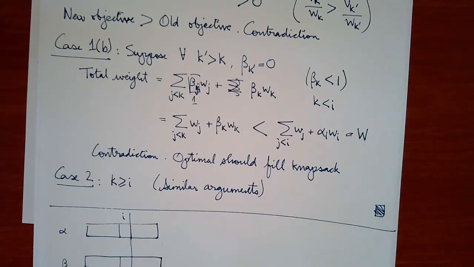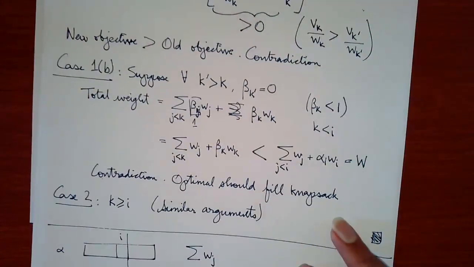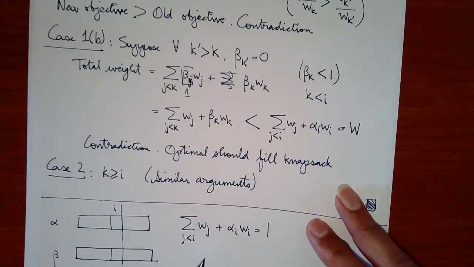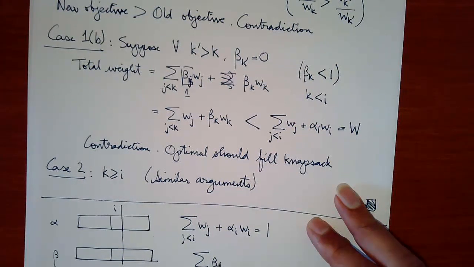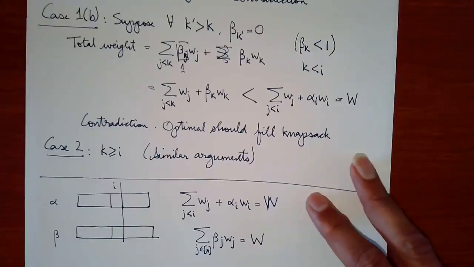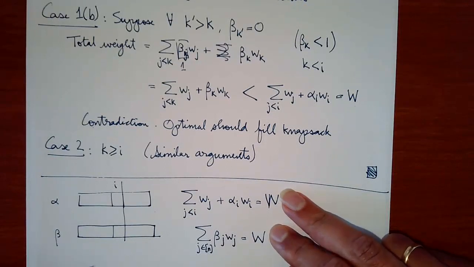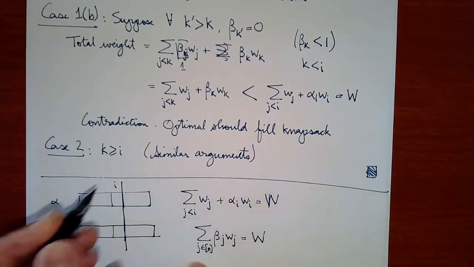Here is beta. And remember we said that the summation of w_j, j less than i, plus alpha_i w_i is equal to 1. We have the summation of beta_j w_j over all j is equal to w. So because both these weights are the same, and everything here is 0.